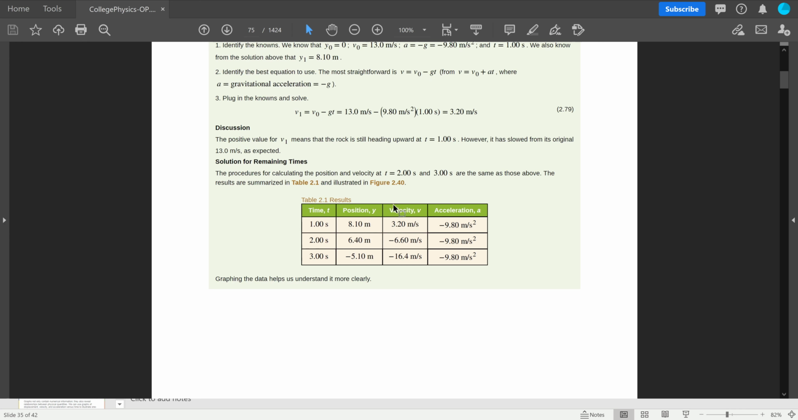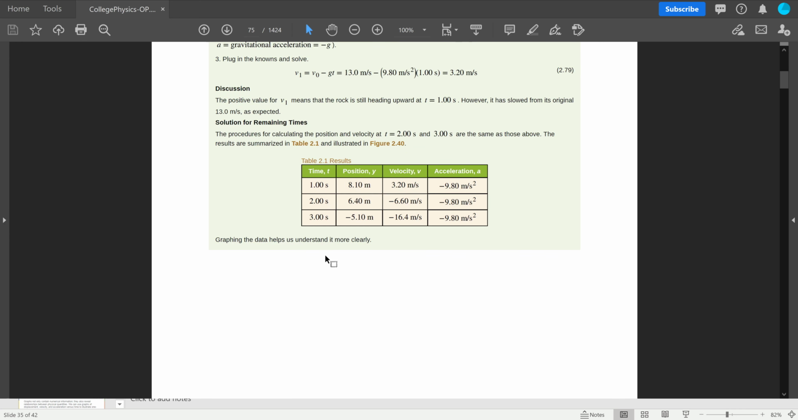So if you keep doing this for 2 seconds and 3 seconds, and so on, you'll get our position, our velocity, and our acceleration. But our acceleration, as you can tell, doesn't change. Our position does every second, and our velocity does, but it doesn't change for our acceleration.